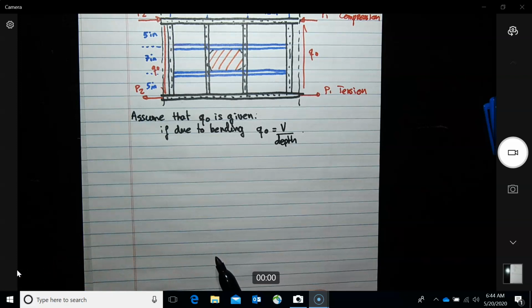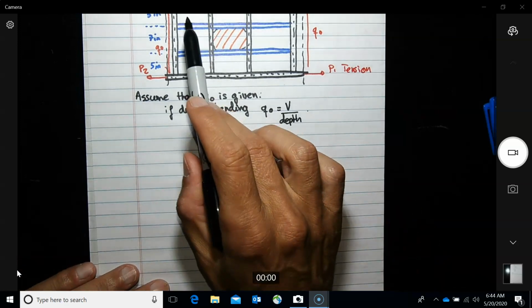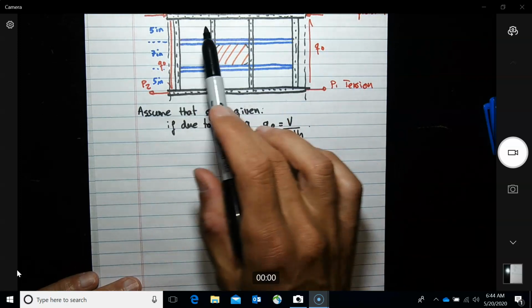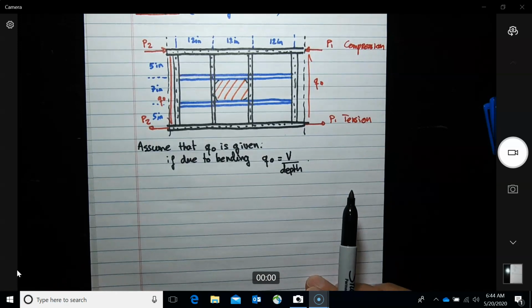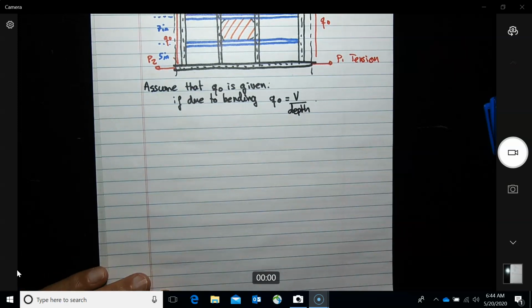All right, so let's go. We're going to solve what will be the shear flows on each one of these panels, and as well we're going to find what will be the load on the flanges and the stiffeners, as we did over the other problems. So the method over here is pretty simple.